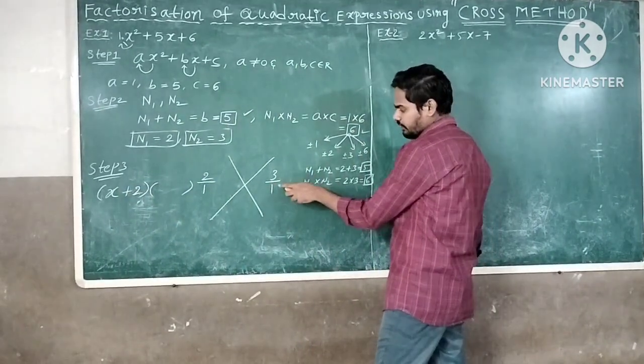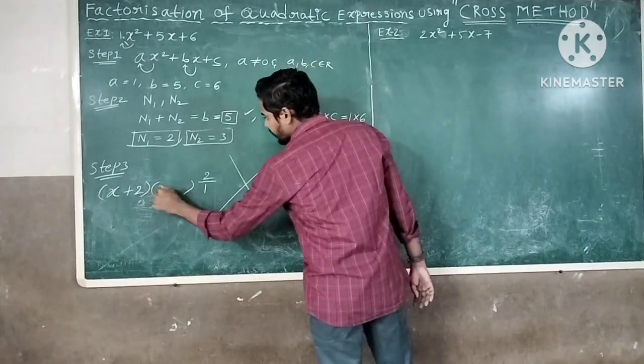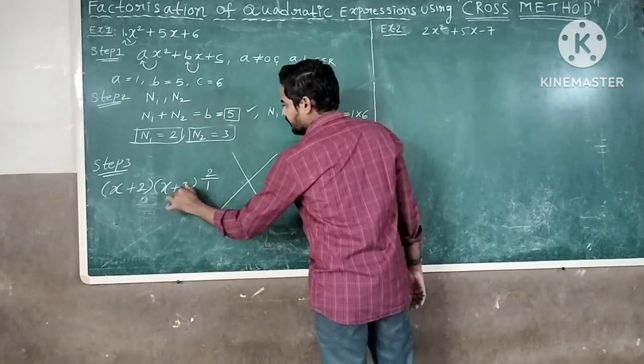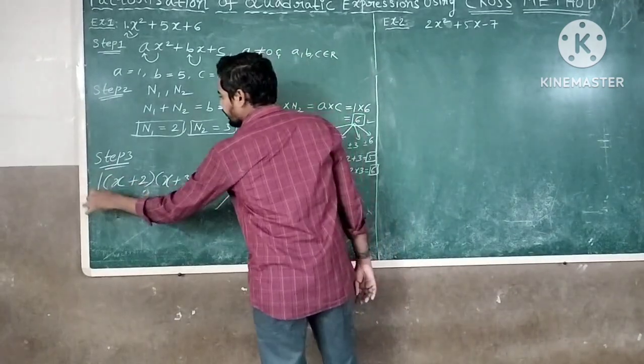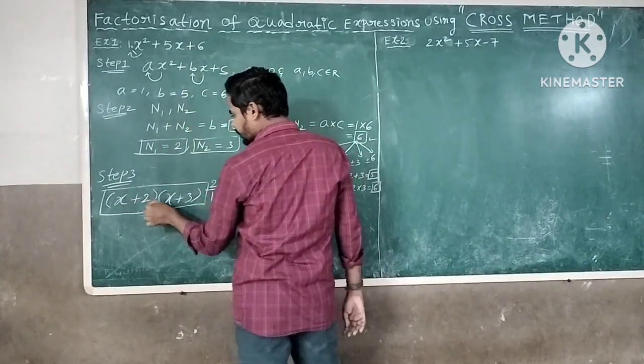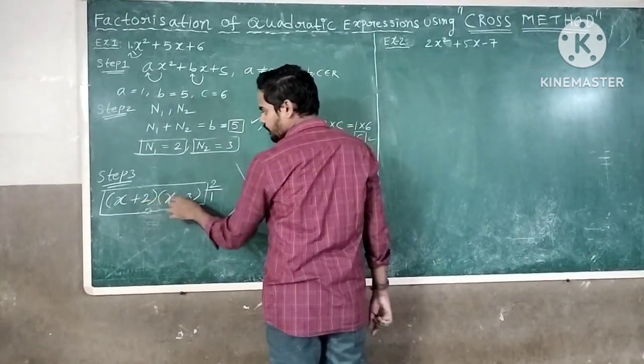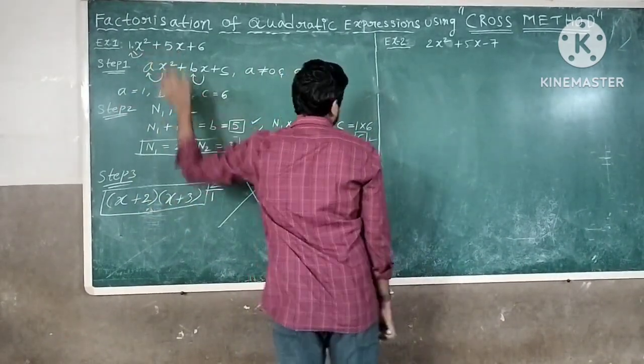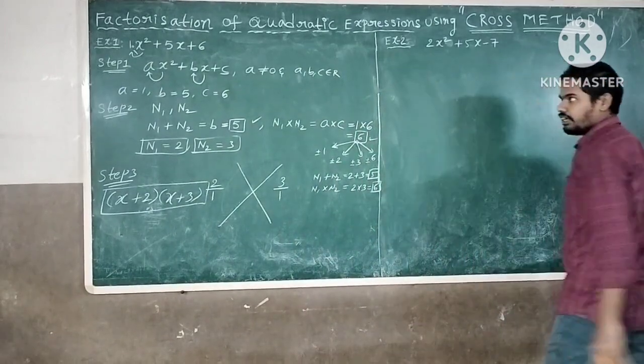Similarly, to get the second factor, here the denominator is what? Multiply with x, we get x, and add the numerator, plus 3. Therefore, the factors of x square plus 5x plus 6 are x plus 2 and x plus 3. If you multiply these two factors, you will get the same expression. And coming to example 2.